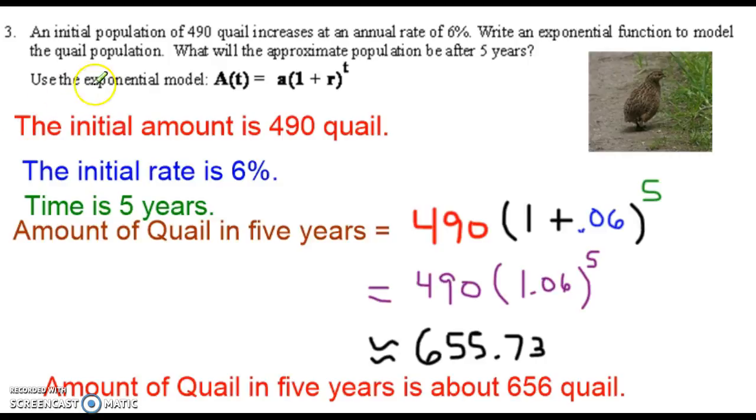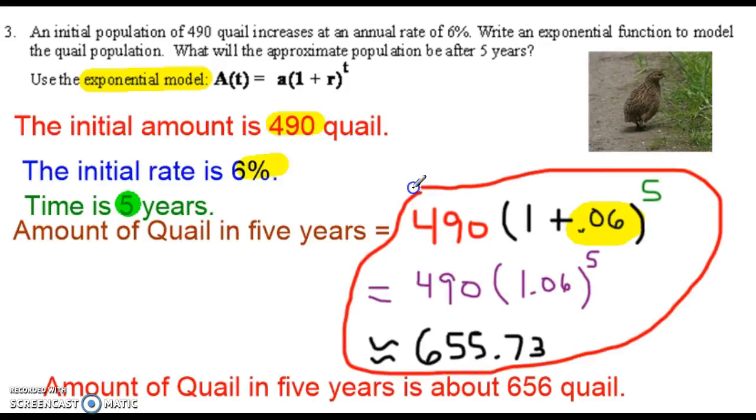In problem number 3, we're going to use the exponential model that is going to be given on the quiz. So we have an initial value of 490 quail. We have a growth rate of 6%, so that's going to be 0.06. We have the time is 5 years, so I'm going to go ahead and plug that into the equation. So plug all my numbers into the equation, and then when you look at your answer, quail only come in whole numbers, so I am going to round it up. I am not going to round it down, so that's how many quail I get after 5 years.